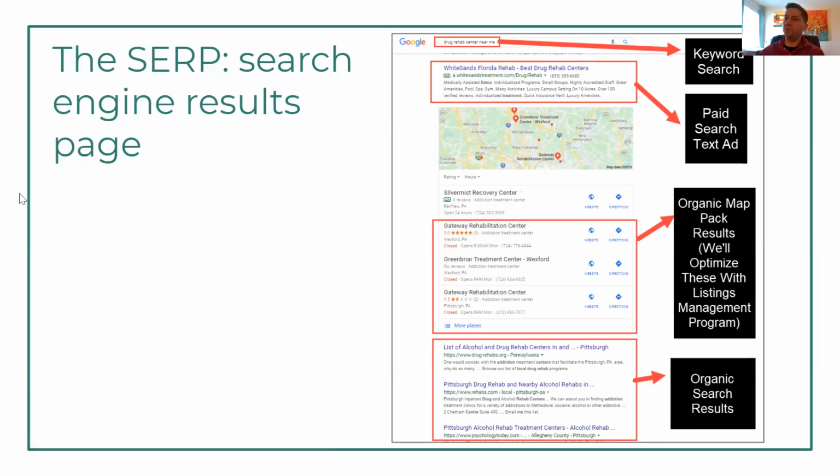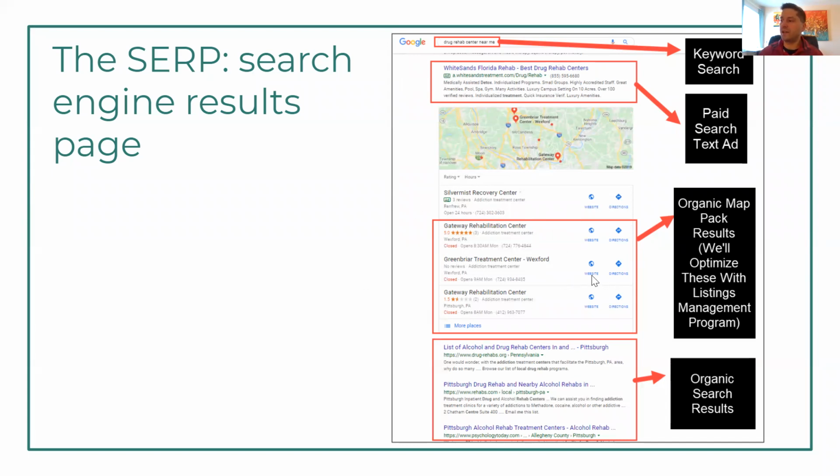So moving into an overview here of the SERP, or the search engine results page. We have somebody do a keyword search for drug rehab center near me. There's a paid search text ad that comes up first. Below that, there's the organic map pack results.